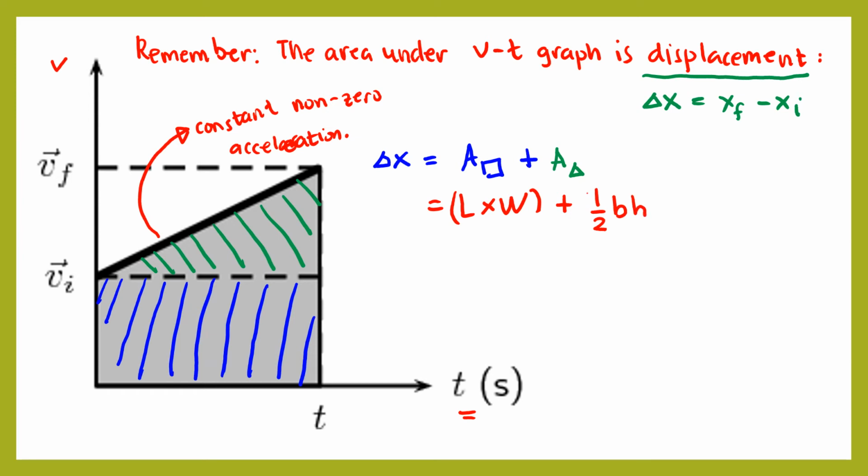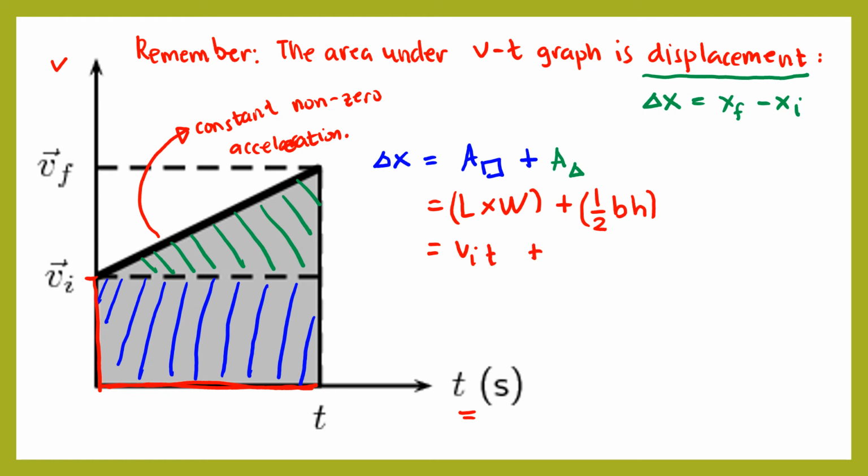So now let's look into the dimensions of our rectangle. If we consider this to be the length, the length is actually vi, because at this point that is vi, or whatever is the initial velocity of our object that is moving at constant non-zero acceleration, multiplied by the width, which is this side here, and that is equal to time.